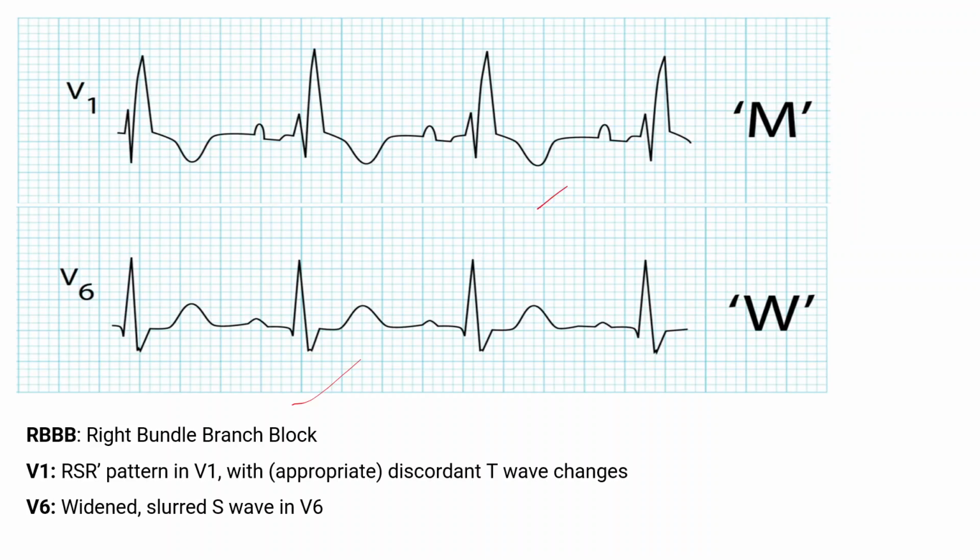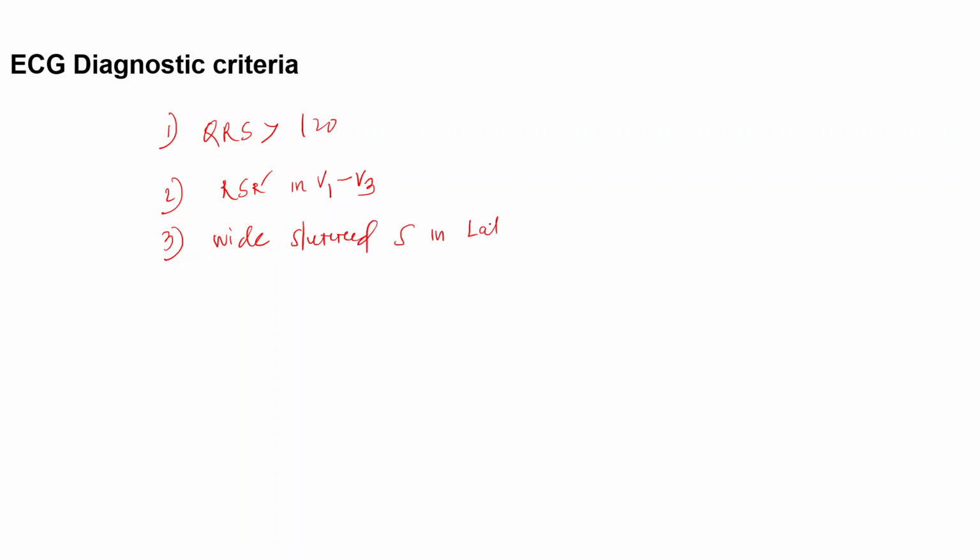V6 and QRS more than 120. So this we have already discussed. This is the diagnostic criteria. It is simple. QRS more than 120. You have 3 points. Then RSR' morphology in V1 to V3, and wide, slurred S wave in lateral leads.